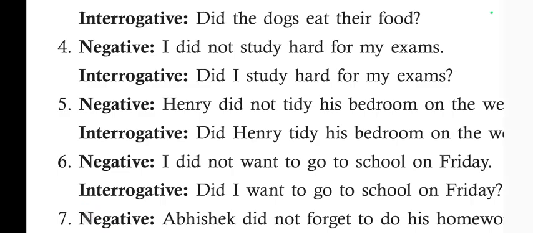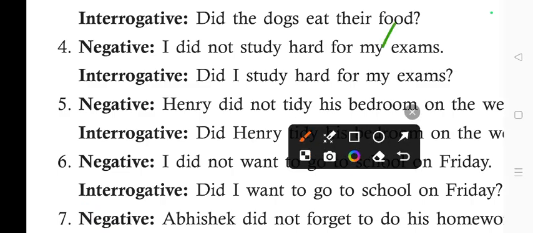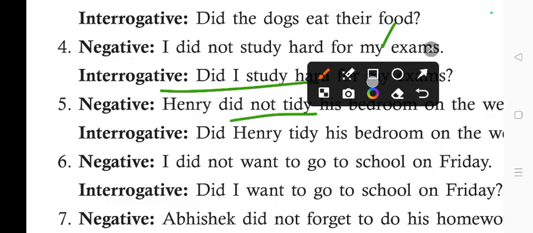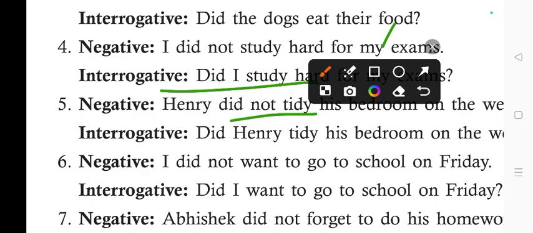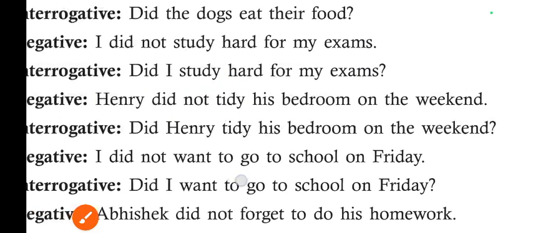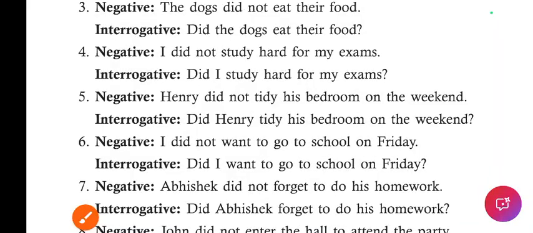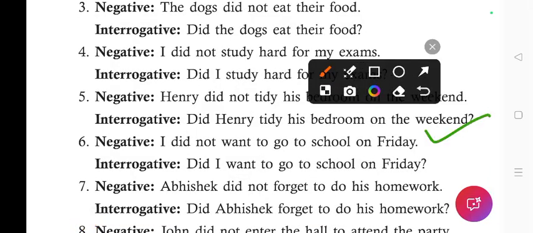For negative, I did not study hard for my exam. Then, did I study hard for my exam? Negative is: Henry did not tidy his bedroom on the weekend. And here, did Henry tidy his bedroom on the weekend? Now negative is: I did not want to go to school on Friday. And interrogative: did I want to go to school on Friday?